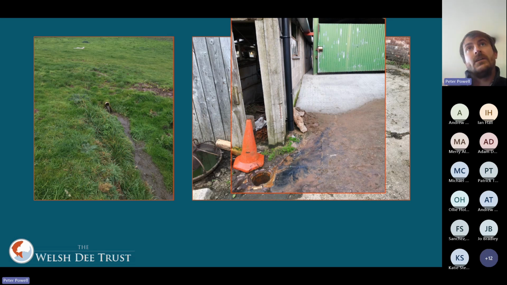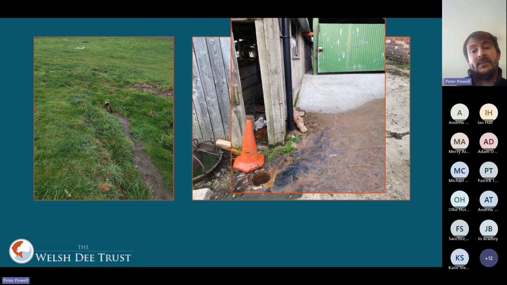You will have clean yards on a farmyard where livestock don't stand, but where cars are parked, where machinery is parked. There might be occasional very light traffic of livestock moving across that area. Legally, they can also discharge straight to a watercourse, and that could be a source of pollution.